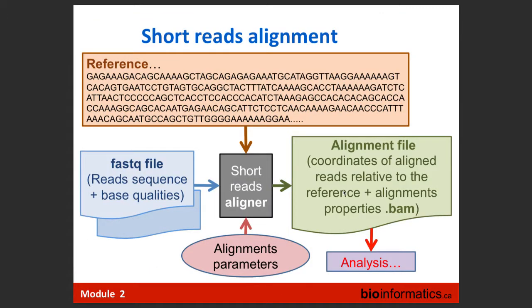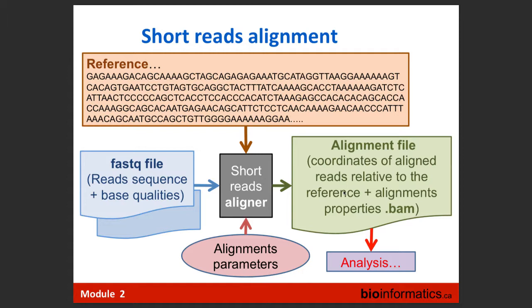Now, short read alignment. For this we have to have a reference genome. We should have a FASTQ file, of course, of our interest, or several FASTQ files, read one, read two, as we already discussed. We have an aligner itself, which is a black box, and typically it's a black box for all of us. It's very hard to understand all the little details of the aligners we use, but we benchmark aligners, and I will talk a little bit about benchmarking.